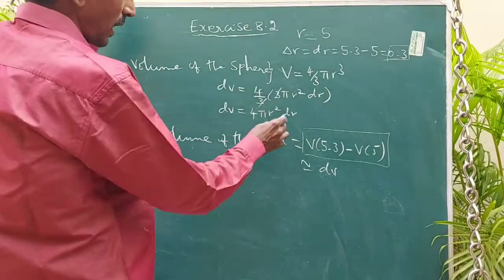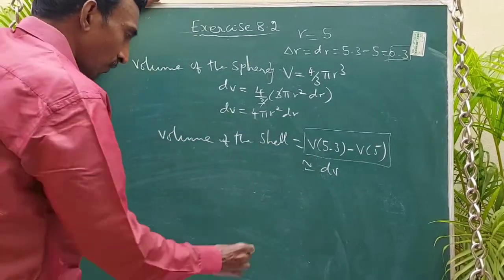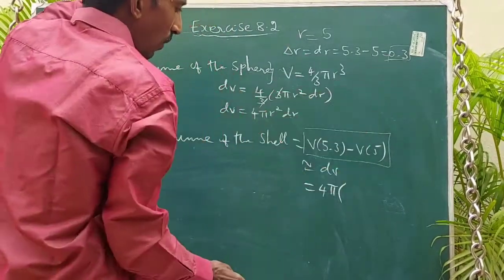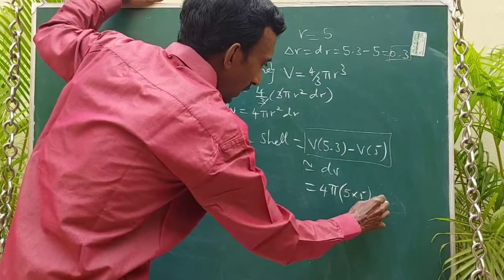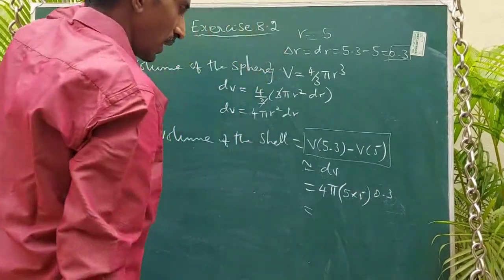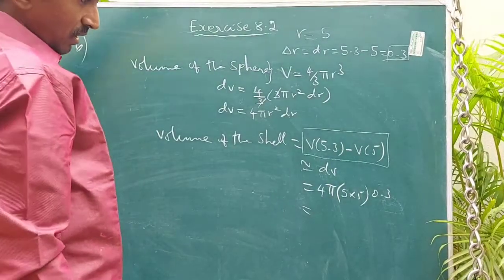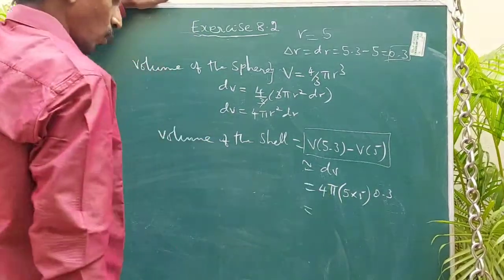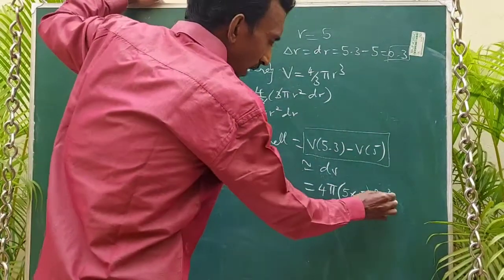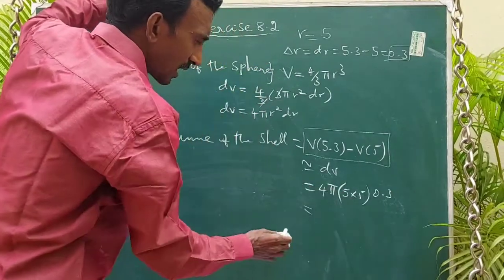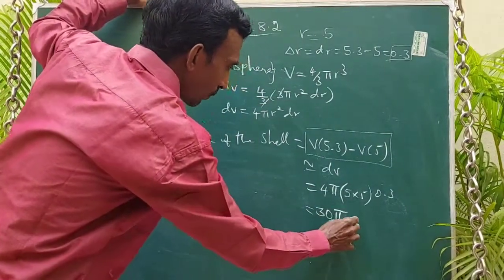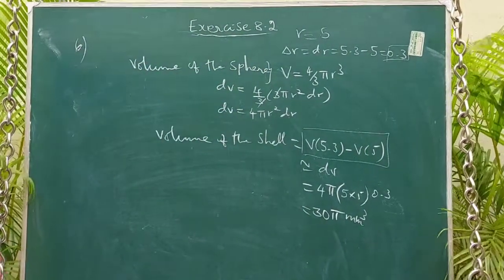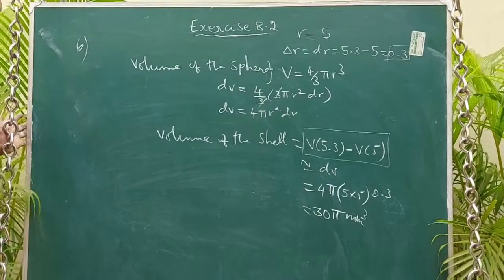So here we can use this value. So it is equal to 4 pi into, put r equal to 5 and dr equal to 0.3. So 5 into 5 into 0.3. So what we are getting? 25 into 4, 100. 100 into 3, 300, but one decimal place. So 30 pi millimeter cube. So this is the answer. The volume of the cell is approximately equal to 30 pi millimeter cube.